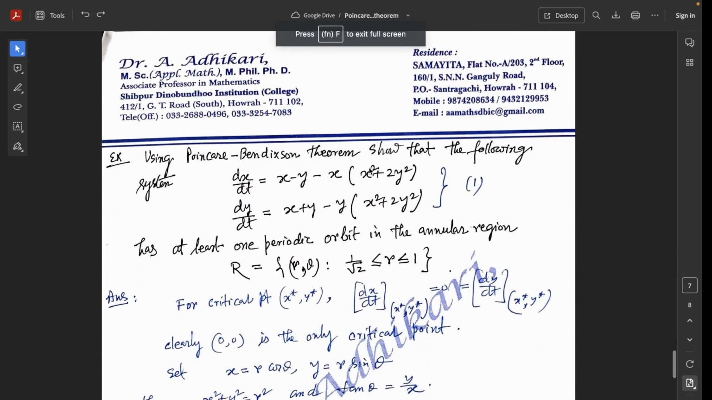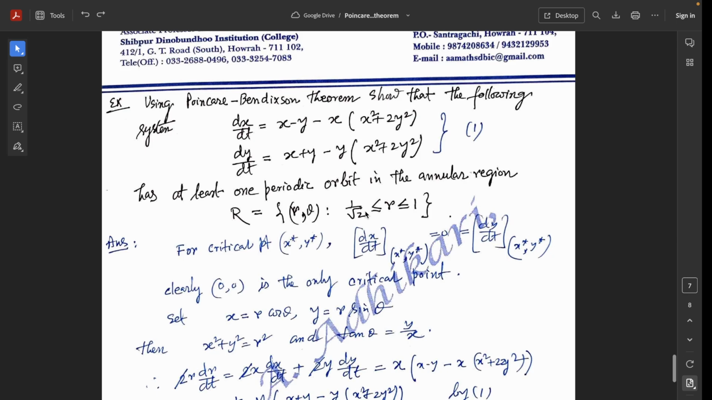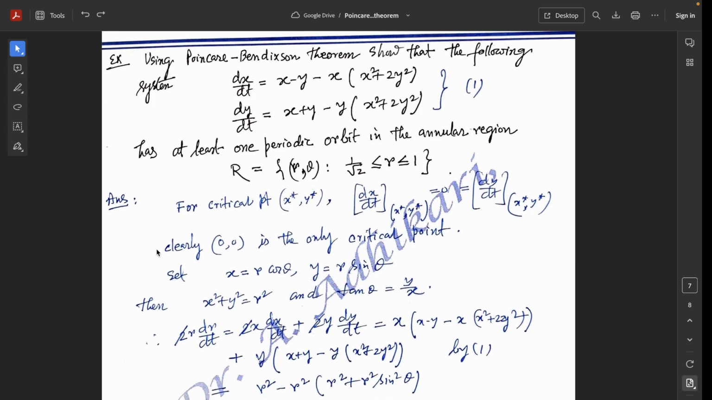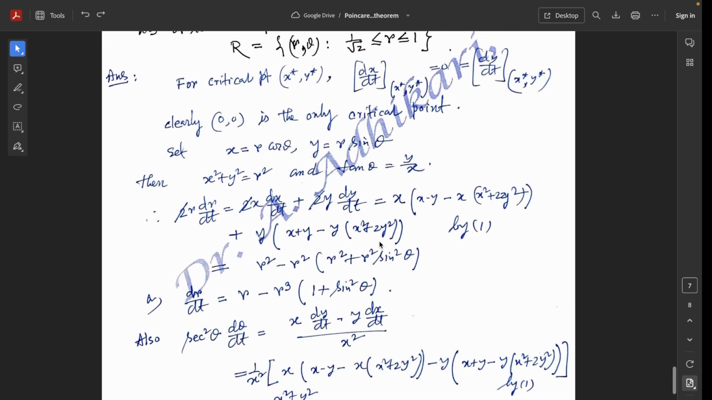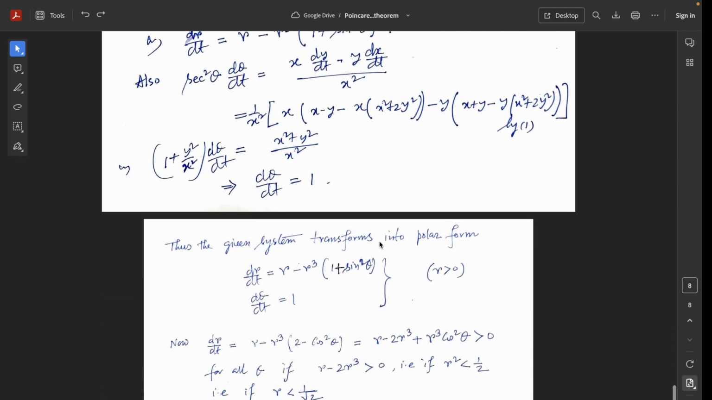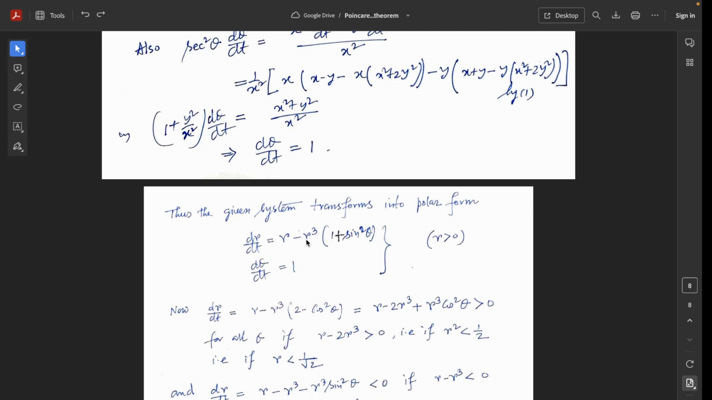Next example: using the Poincare-Bendixson theorem, show that the following system, dx/dt equal to this and dy/dt equal to this, has at least one periodic orbit in the annular region 1 by root 2 less than or equal to r less than or equal to 1. First we find the critical point (0, 0) of this system and convert this system into polar form. So we get dr/dt equal to r minus r cube times (1 plus sine square theta), and d theta/dt equal to 1.